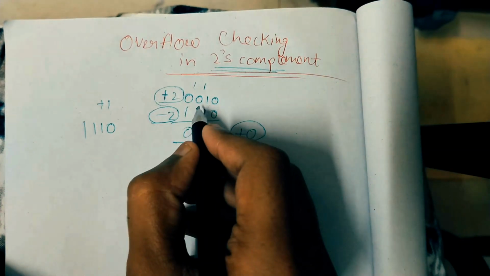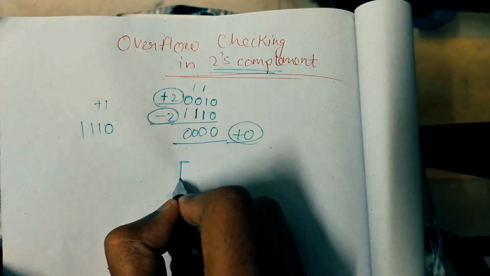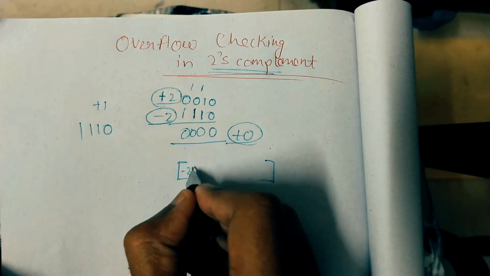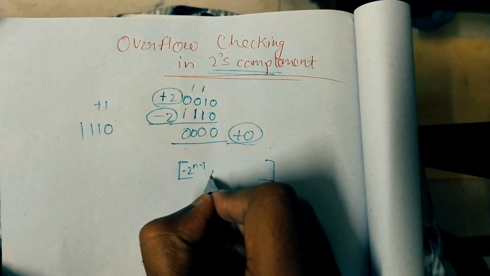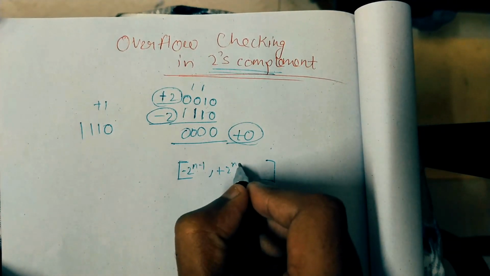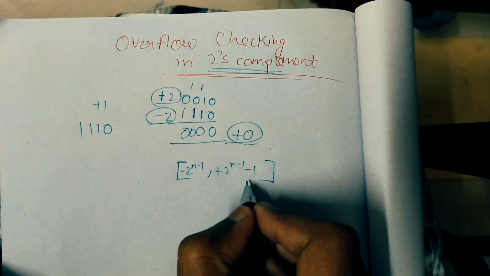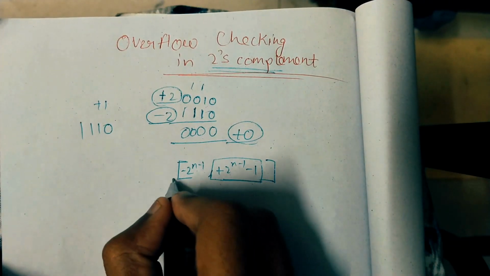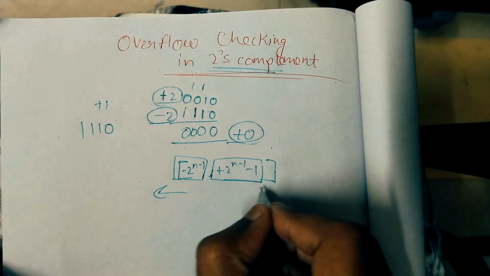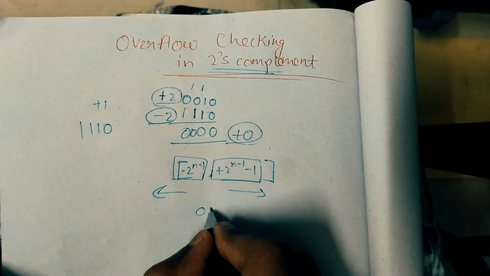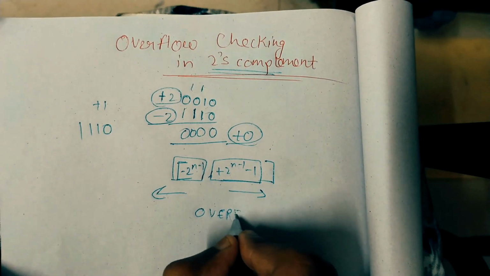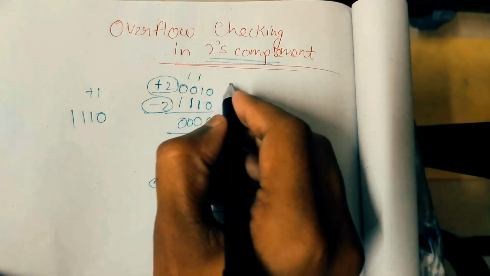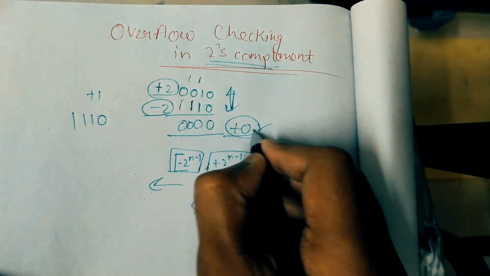But sometimes, since we know that 2's complement can only represent the numbers from minus 2 to the power n minus 1 to plus 2 to the power n minus 1, minus 1. If the sum exceeds this or this, if it goes less than this or more than this, that condition is called overflow. But before that, let's look at why these additions work so perfectly.